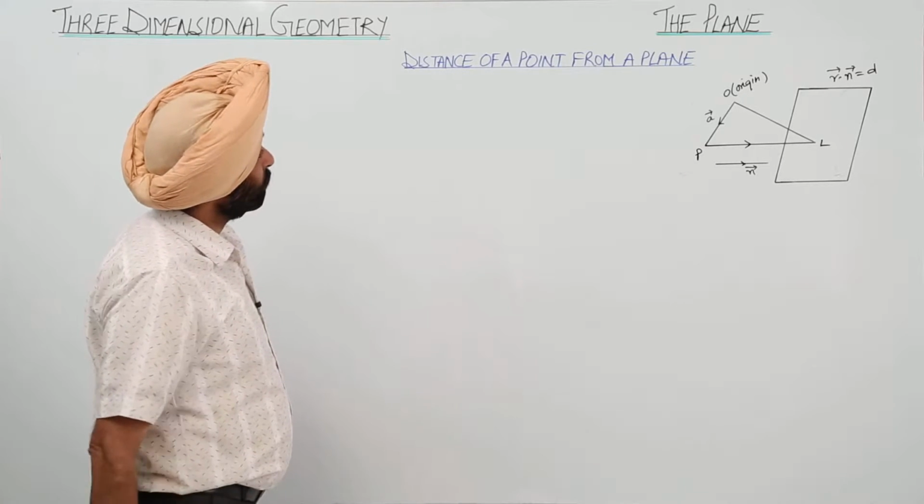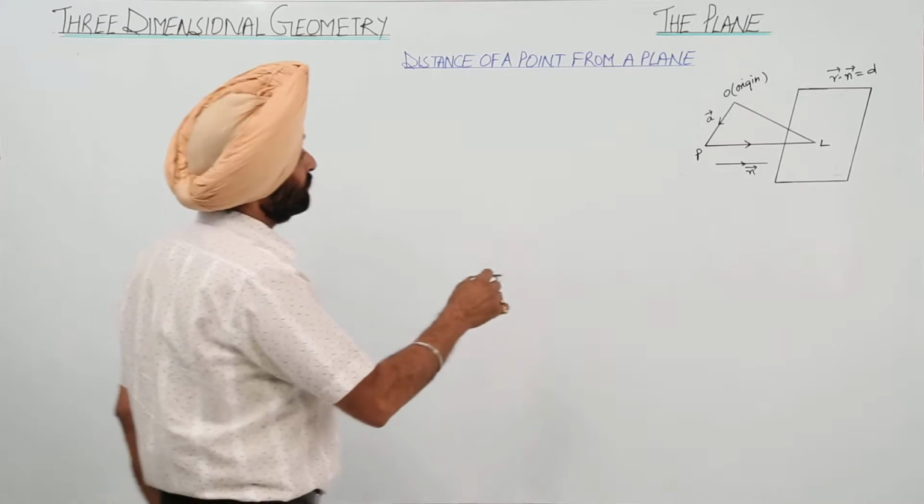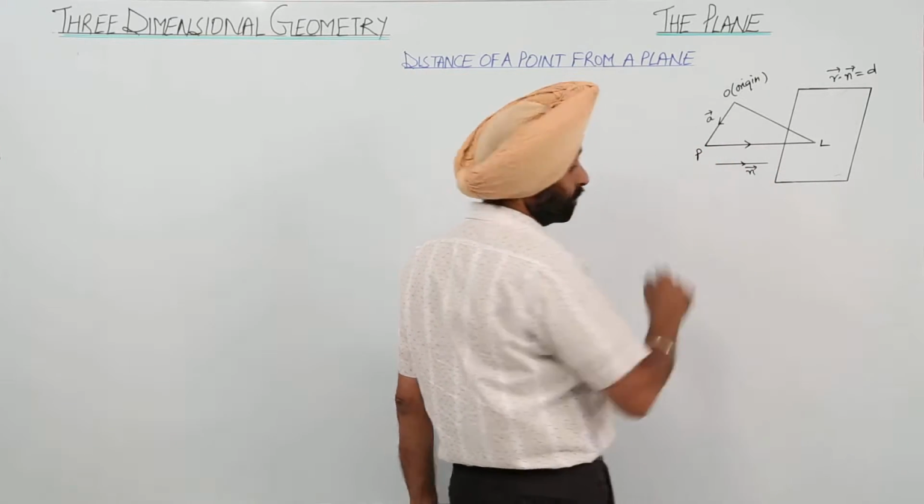Now, distance of a point from a plane. Let's derive the formula. Here we have drawn a figure, a plane and a point P.